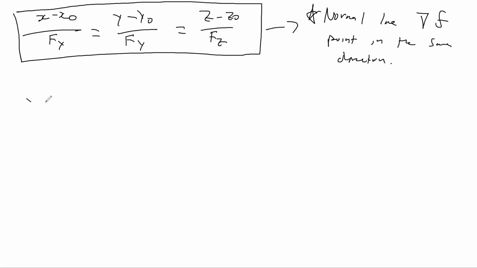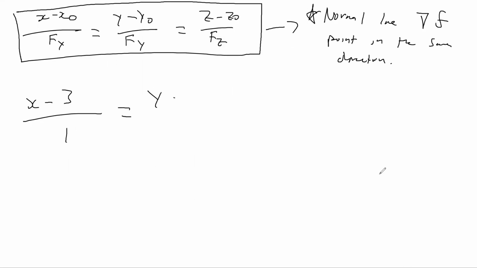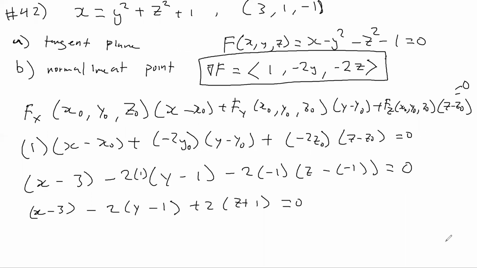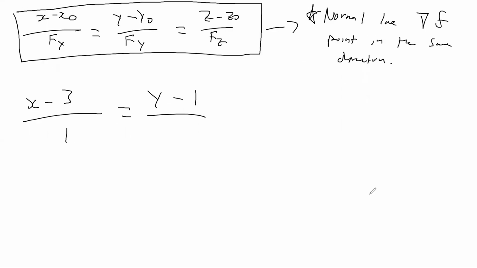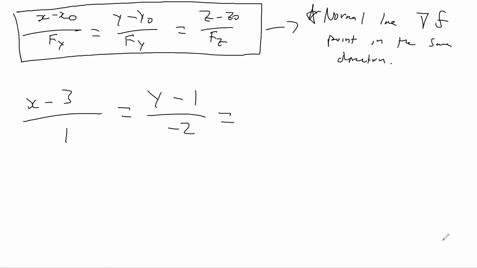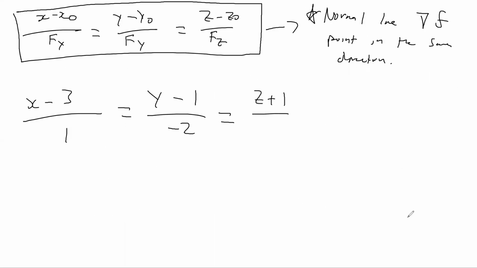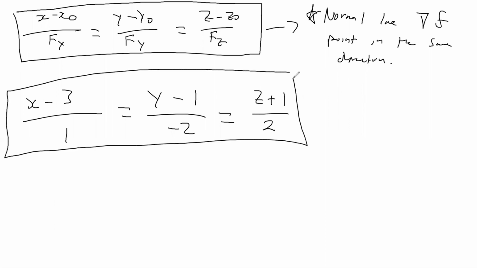So for this case, we get x minus 3, where x naught is 3, divided by f sub x at the specified point, which is just 1. Then it'll be y minus y naught, which is 1, all over f sub y at the specified point, so negative 2. And lastly, it'll be z minus z naught, so z plus 1, over f sub z at the specified point, so positive 2. And that would actually be your normal line.